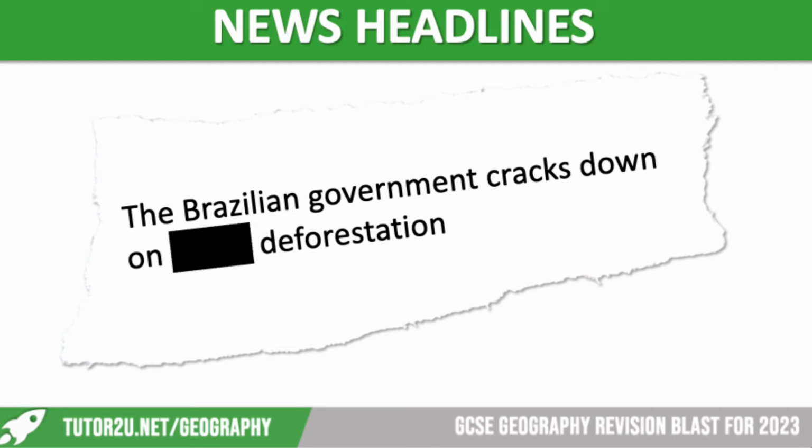Our next one, the Brazilian government cracks down on what deforestation? What might that word be there? Now we know they're not cracking down on deforestation in general, so what type of deforestation might they be cracking down on? Let's reveal the answer. It is illegal deforestation. So they're actually using technology such as drones to get to those more remote regions where there is lots of illegal deforestation taking place, because in the past it's been easy to get away with it there because it is so remote, but that is not the case anymore.